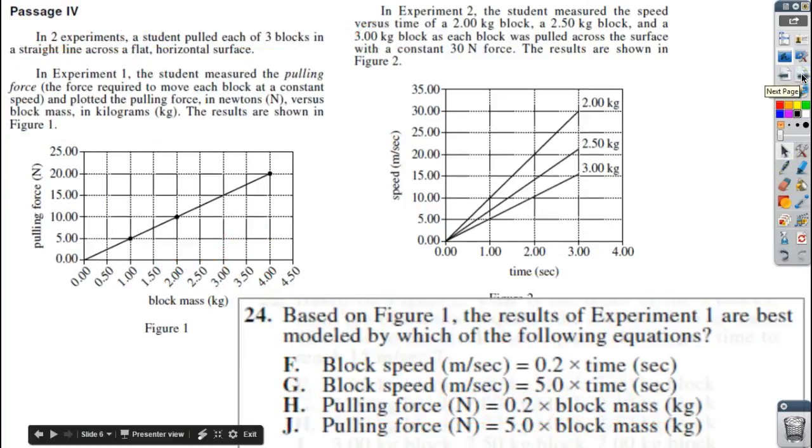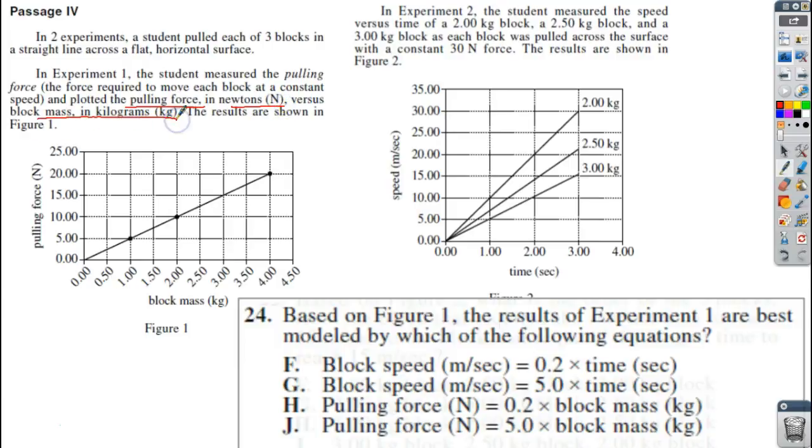All right, another new type of question. We've got a new passage. This passage is looking at pulling force required to move blocks at a constant speed and plotted pulling force in newtons versus mass in kilograms. So this first graph is force on this axis, mass on this axis, and we have a constant increase. This one is 5 over 1. This point is 10 over 2. And this point over here is 20 over 4. So the slope of that graph is constant. It's always 5.